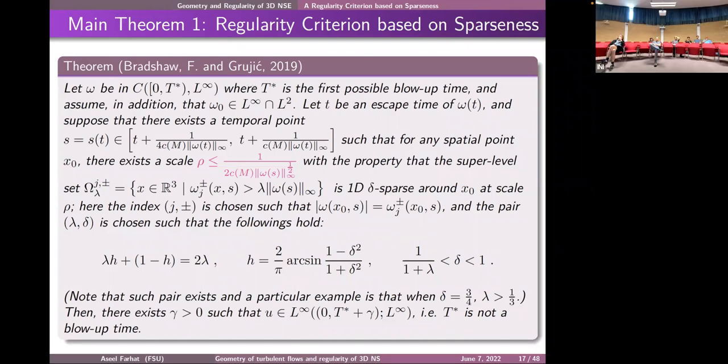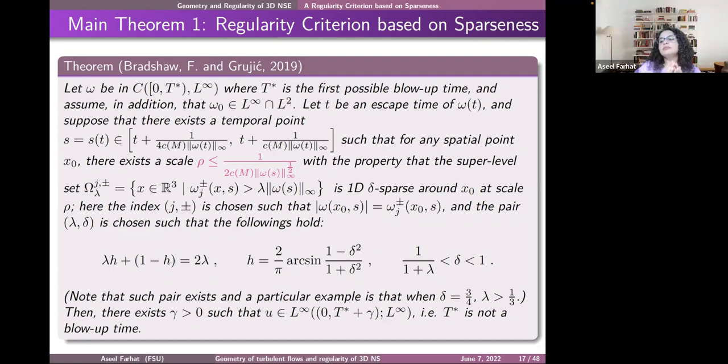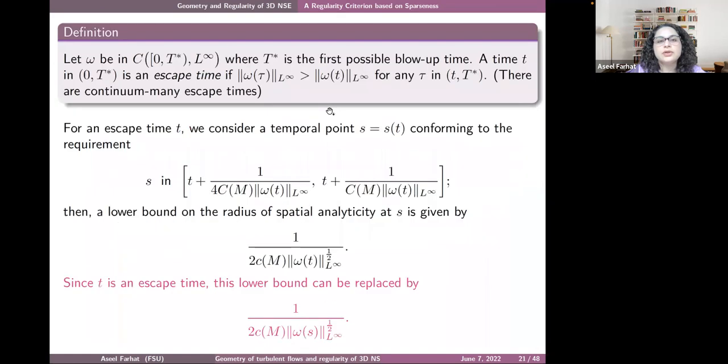Can you explain again what your definition of escape time is? Escape time is, I think I have a formal definition somewhere. You have a solution, and you have a possible blow-up time. A time T is called an escape time if at any time beyond this time, the L infinity norm is strictly bigger than the L infinity norm of omega at that time. So beyond this point, your L infinity norm is definitely greater than the L infinity norm at that point. So it is the level. You cross this level for omega in L infinity and you never come back to it again. It will keep growing.